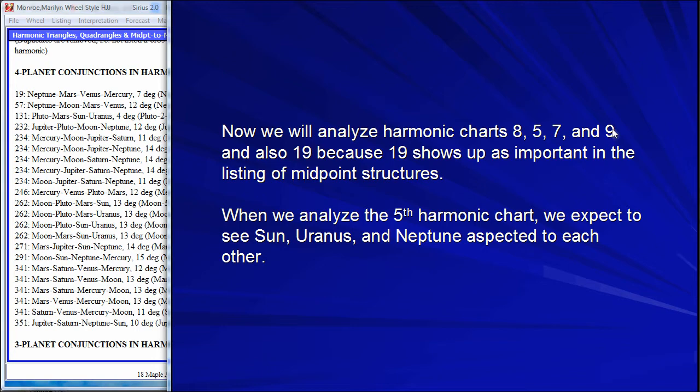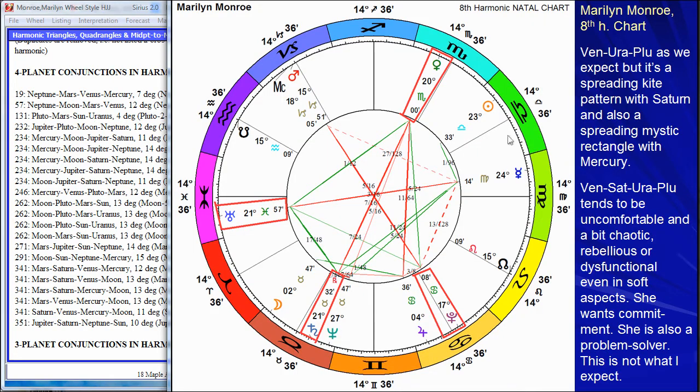Okay, so now what we want to do is we want to always analyze harmonics 8, 5, 7, and 9. Always. Those are fundamental. We're going to also look at 19 because it shows up a lot. And when we look at the 5th, we know that Sun, Uranus, and Neptune should show up. So we look at these harmonics. Here's her 8th harmonic. And here we see the sexual power. Venus, Uranus, Pluto. Grand trine in the 8th harmonic. 20 Scorpio, 21 Pisces, 17 Cancer. Exactly what we expect. Some emphasis on Venus, Uranus, Pluto.